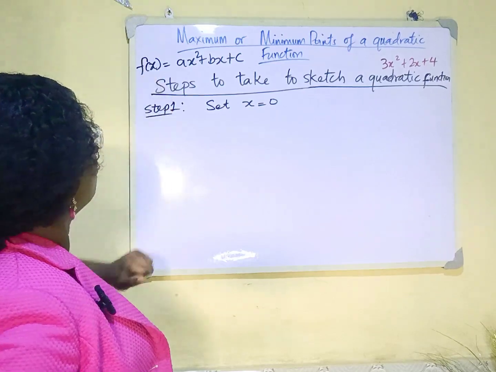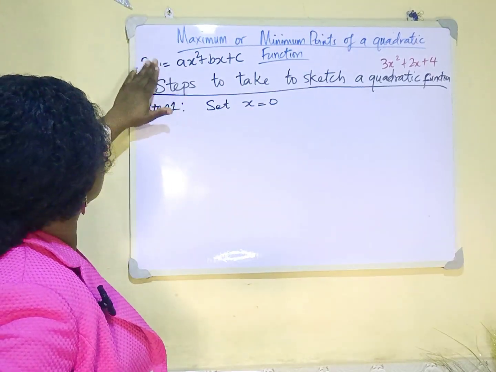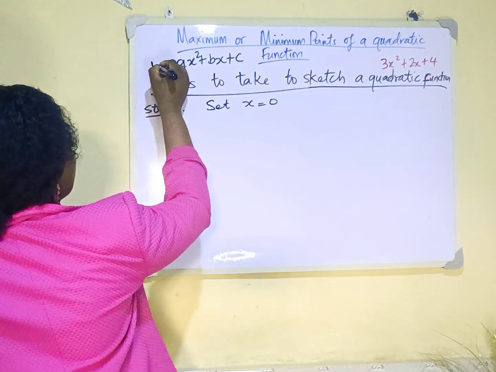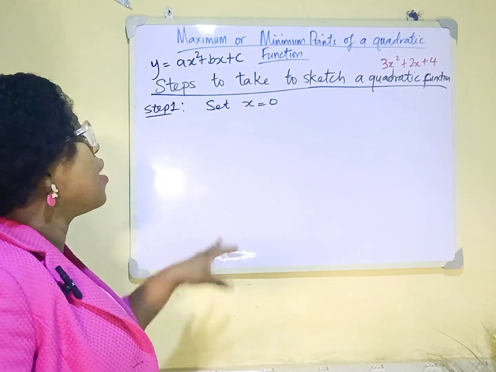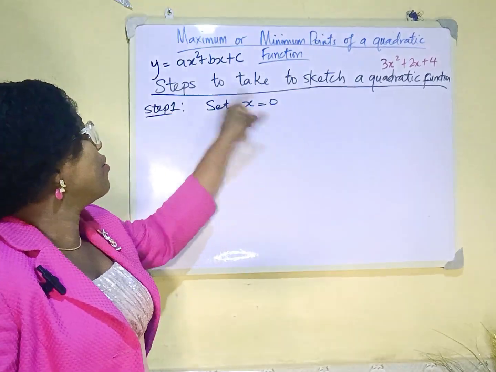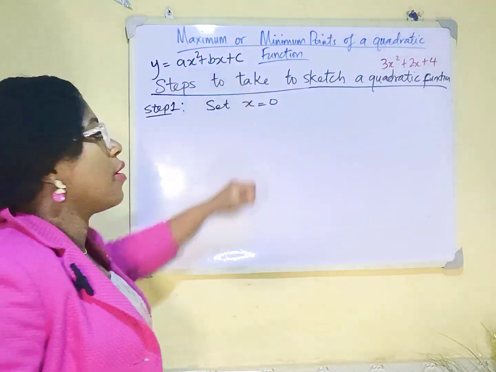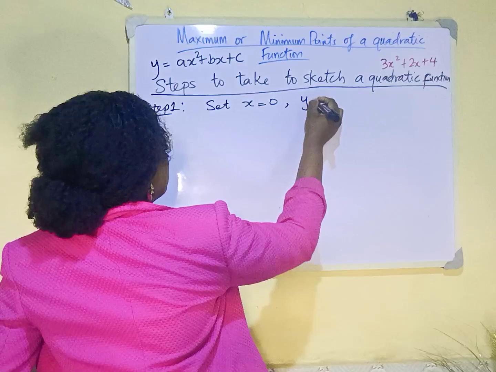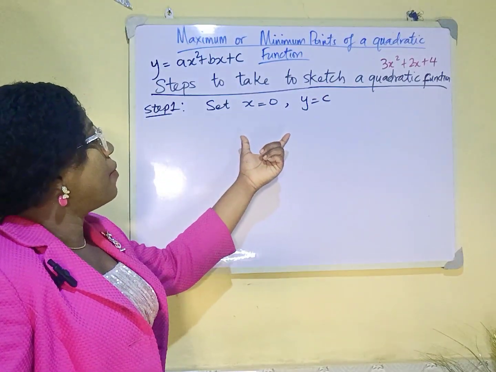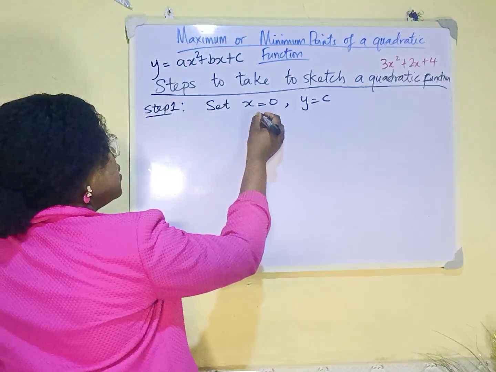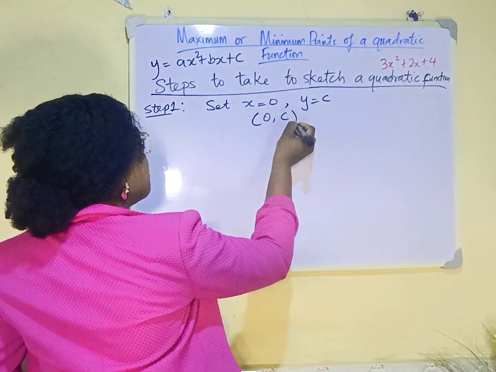Okay, so I can just quickly change this to y. So if I have a function y is equal to ax squared plus bx plus c, I need to set x to be 0. You will see that y is c. Okay, y is equal to c. Then I have the coordinates 0 comma c.